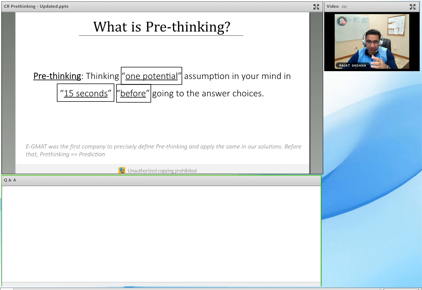The reason I want to make sure of this is that pre-thinking as a term has existed for over 15 years in the GMAT preparation world, but no one defined it. If you read blogs out there, or what other experts say, they make it synonymous with predicting the answer. That is not what we are trying to do here. We are not looking to predict the answer, which is why we were the first company to define this term precisely. Every solution or question you see on the e-GMAT platform, whether in the learning phase or the practice phase, imbibes this approach. Pre-thinking is simply about understanding the logic that the author is using. We are not trying to predict what the answer would be in the answer choices.